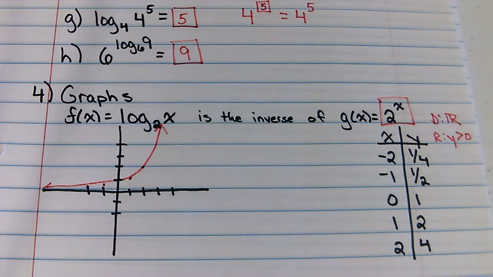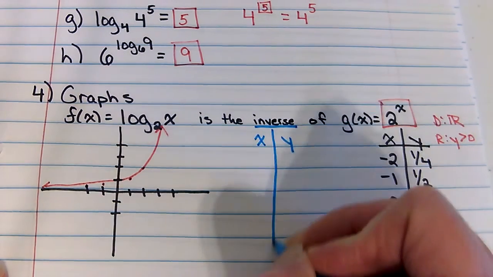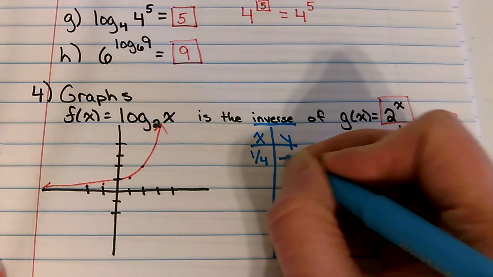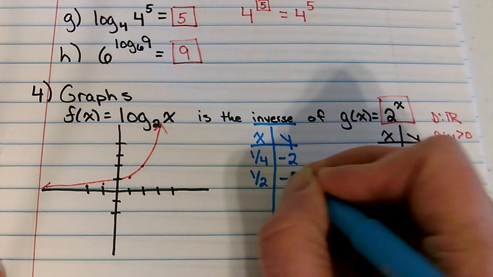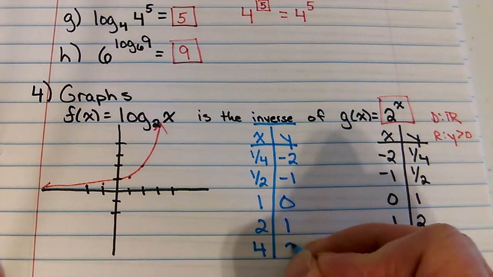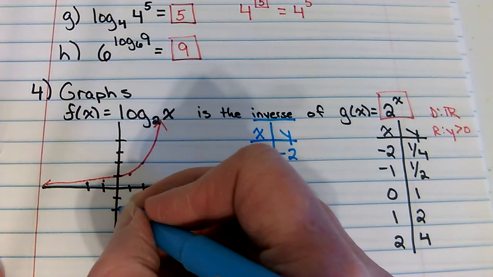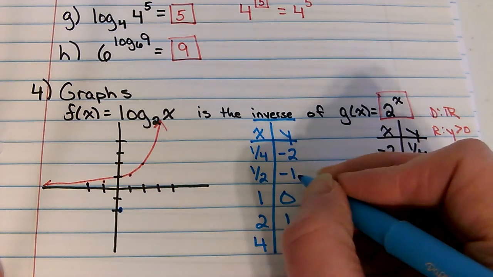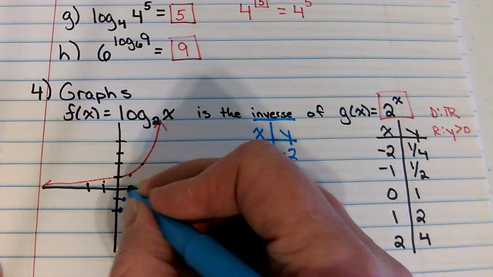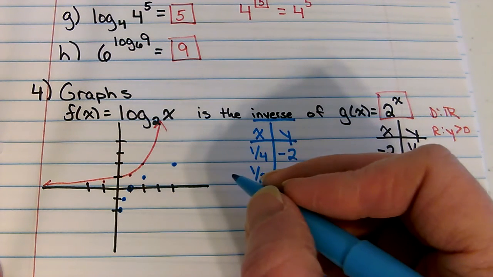For our inverse, we're going to switch x and y. So for the inverse, I'm literally going to switch x and y. So this time, when x is a fourth, I get -2. When x is a half, I get -1. When x is 1, I get 0. When x is 2, I get 1. And 4 goes to 2.